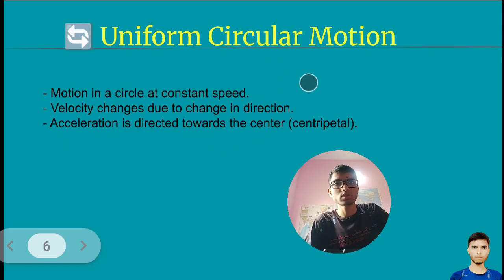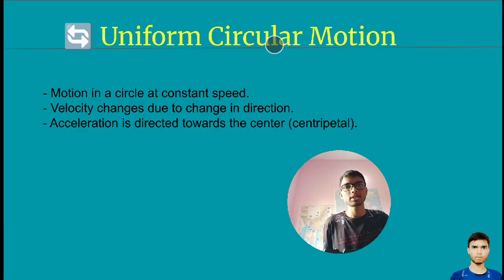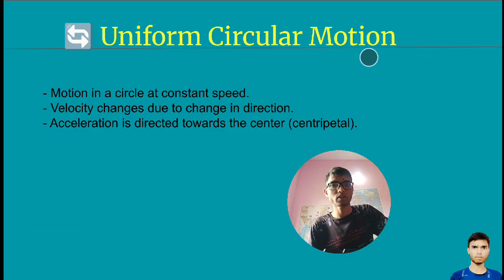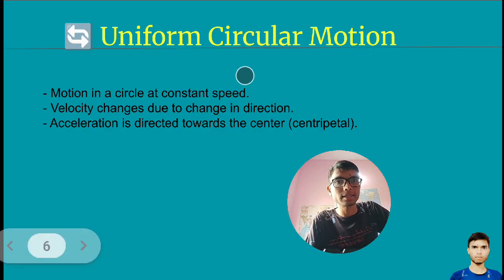Now, uniform circular motion. Here you can see we have understood the meaning of uniform motion. I am not saying uniform circular motion, only uniform motion we have understood. Now here one word is added with this, what is it? Circular. It means it looks like a circle. So here an object is moving in a circle like this, and if an object is moving in a circle shape, this type of motion will be considered as circular motion.